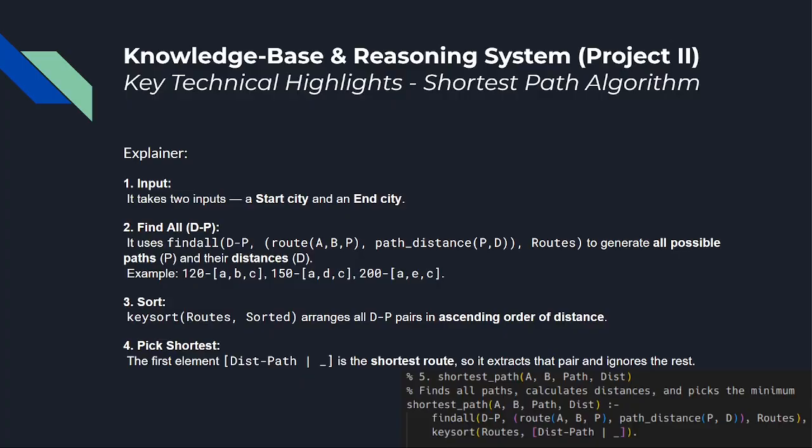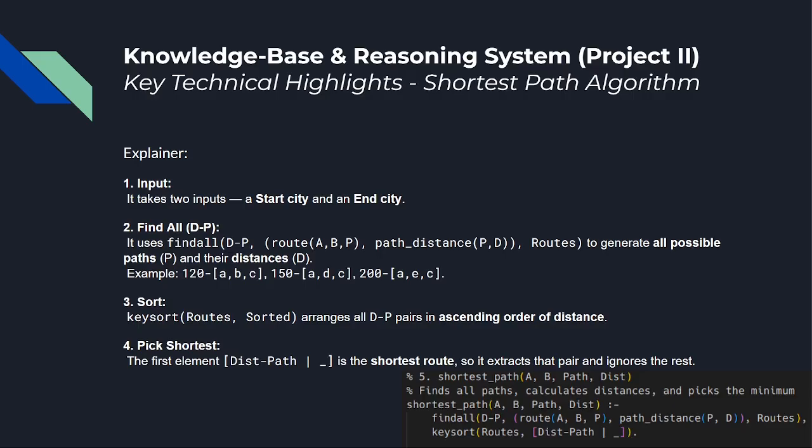Here I'll be explaining how we implemented the shortest path algorithm in Prolog and its elements. So the algorithm basically needs two pieces of information, which are the starting city and the destination city. For example, the starting city would be Surrey and the destination city would be Vancouver. We could have three paths: Surrey, Richmond and Vancouver. Then we have Surrey, Burnaby and Vancouver, and then Surrey, Coquitlam and Vancouver.